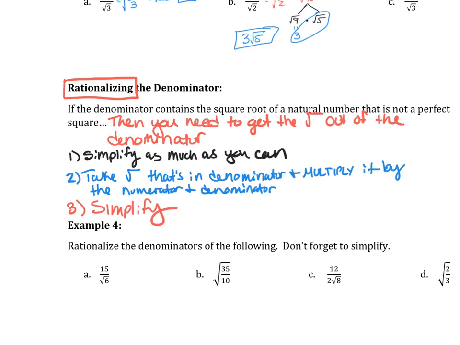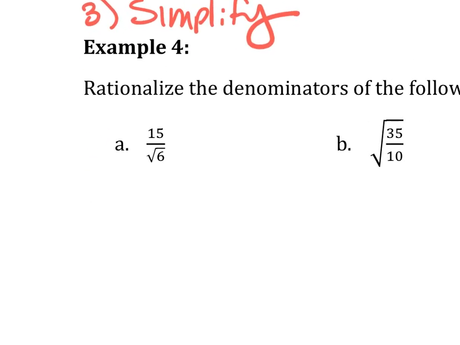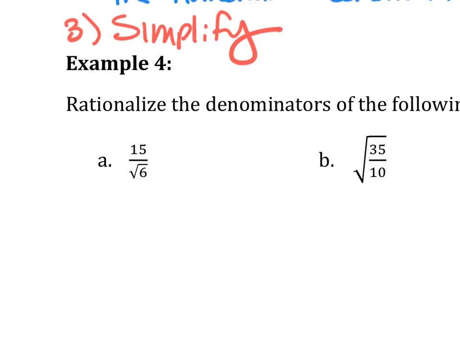Okay, so let's take a look at letter A. So we have 15 divided by square root of 6. So right now, 15 is not in a square root, 6 is in a square root, so we can't do any simplifying right there. So we're stuck with the square root of 6 in the denominator there. So rationalizing the denominator says I take whatever that square root is, so square root of 6, multiply square root of 6 in the denominator, multiply square root of 6 in the numerator.